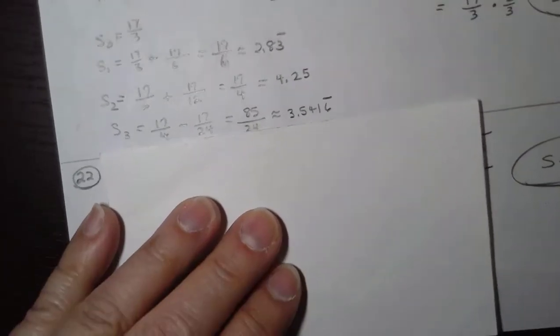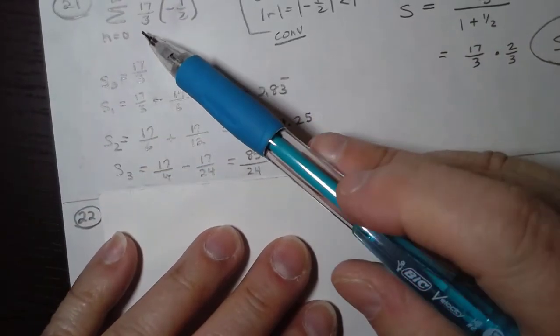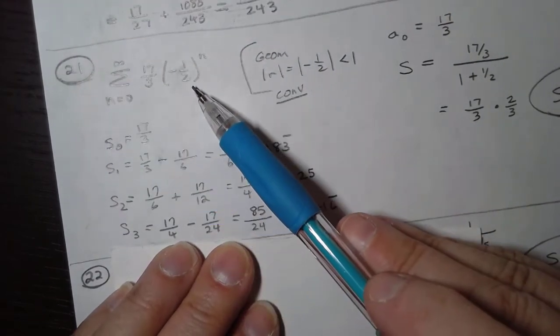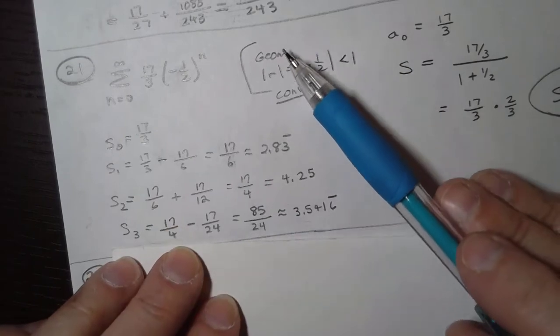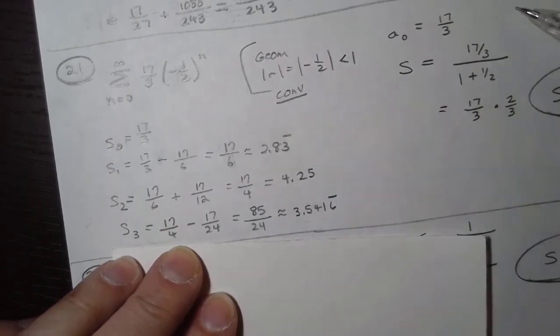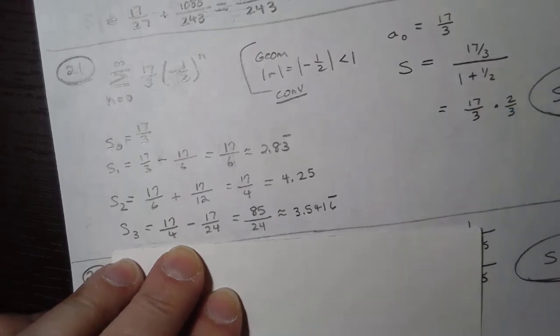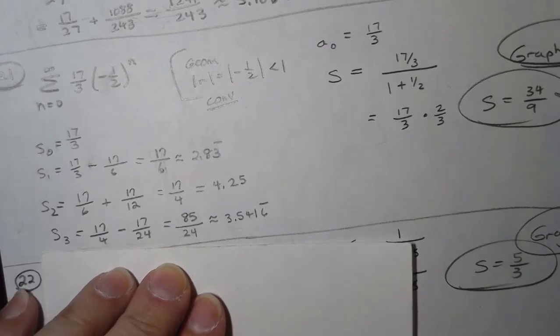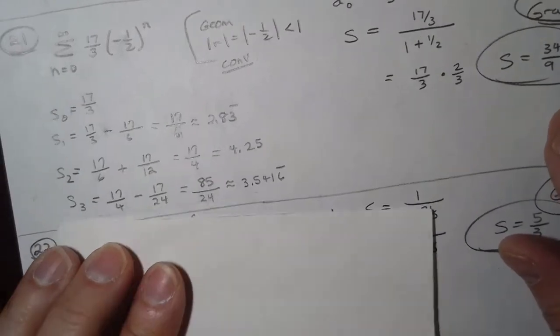Number 21. Here is our series. Again, it is geometric with the absolute value of r less than 1. We know it converges. We can use our sum of a converging geometric series. It's 34/9, which is almost 4. 36/9 would be 4. So this is going to look like it's leveling out to around 4 as n goes to infinity.